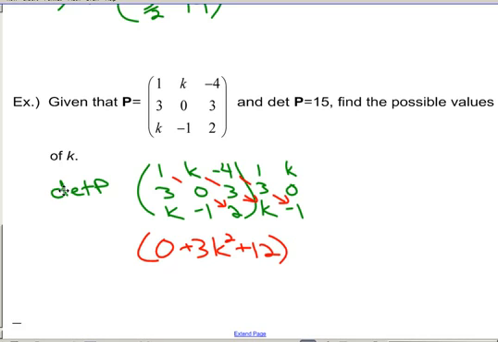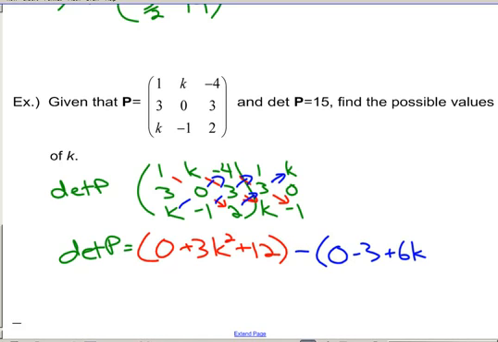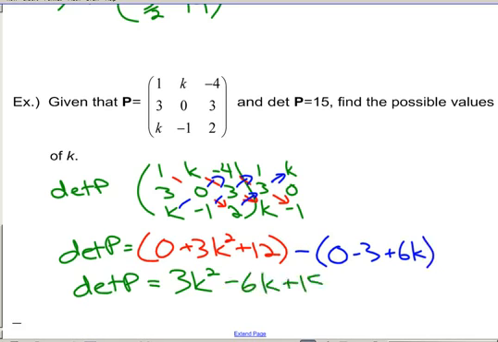Minus the sum of the upward diagonals. This would be 0. This one's going to be negative 3. And this one's going to be 6k. So det P is equal to this. Which means that det P is, I have 3k squared here. I'll have a negative 6k. And I'll have a positive 15.